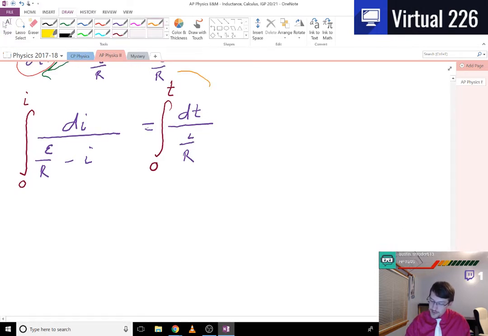This integral on the right is a fairly basic integral. L and R are constants, so they get pulled out here.